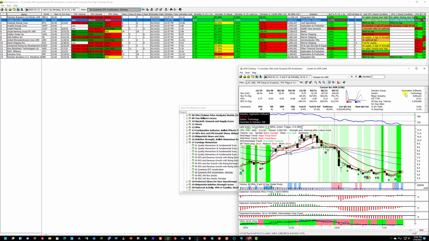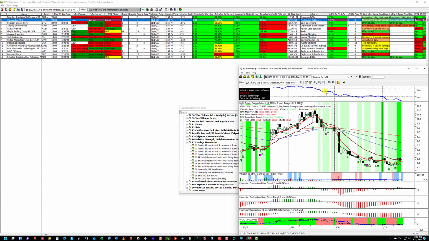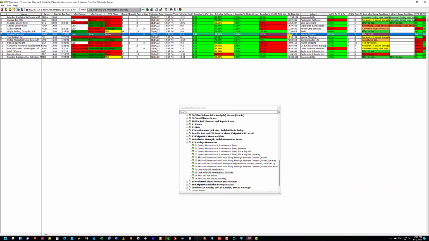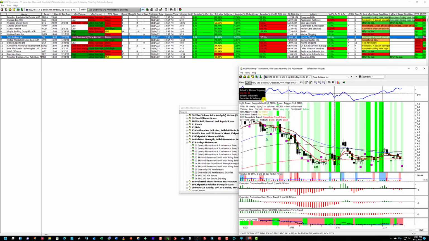What is this? Application software. Okay. That's a huge group. How many stocks? 248 in this industry. So all of these stocks are not going to move together when you have that many stocks. So you need to look at the number of stocks in an industry to see how much influence that group may or may not have. Look at the group rank. It's a 6. Let's go back to that marine shipping group. You can see there's 56 in there. The group rank is only 56, but it's moving up.